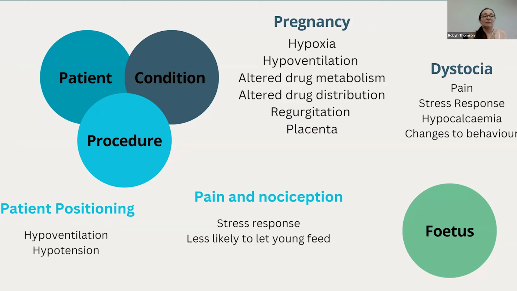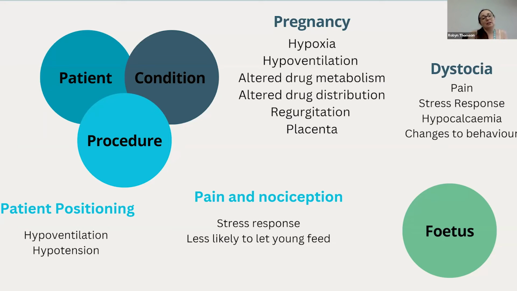We also have pain and nociception, and again, as we've said before, pain and nociception lead to an increase in stress response. But in this patient, if you've got a sore wound near our mammary glands and our nipples, we are potentially going to have a mother who does not want to feed her young. So we have to think about that.